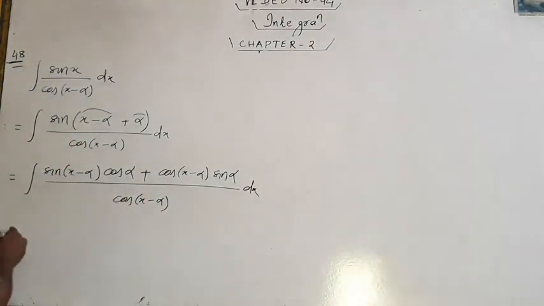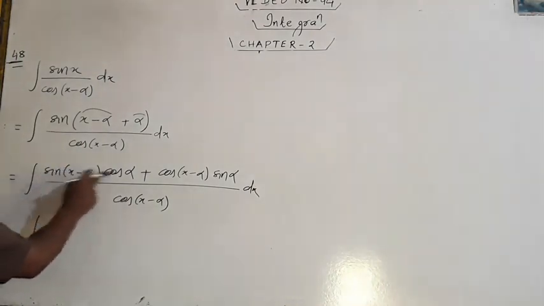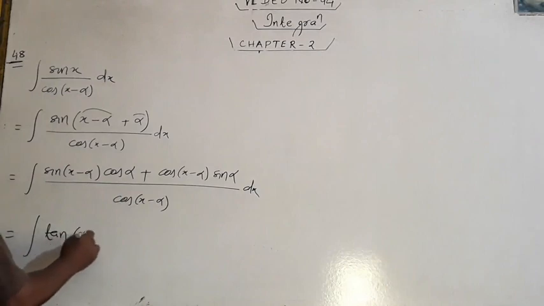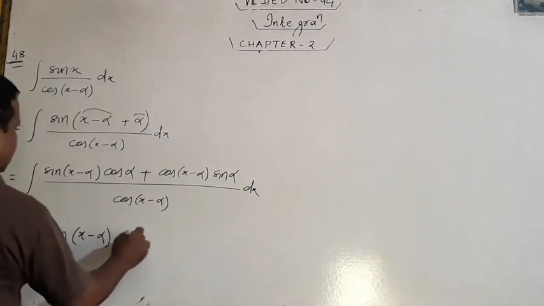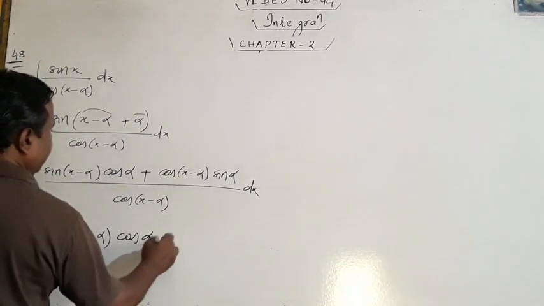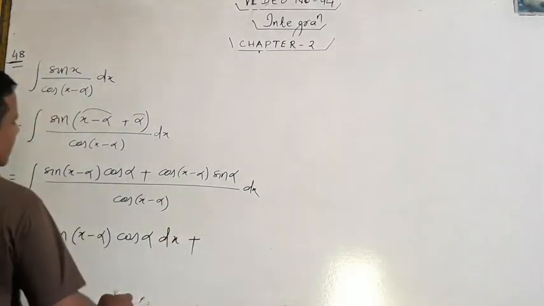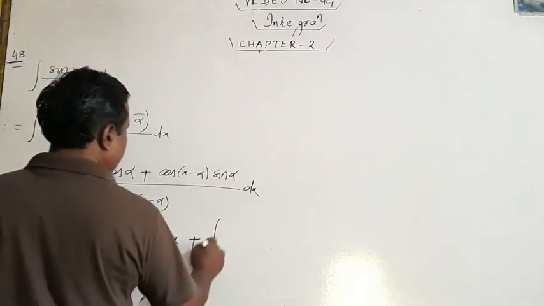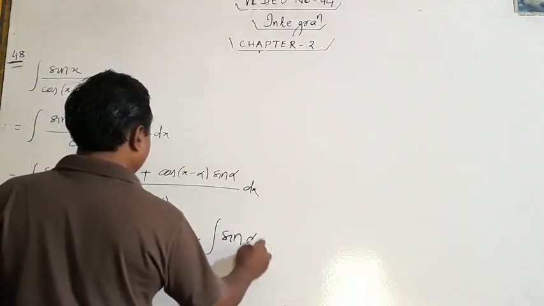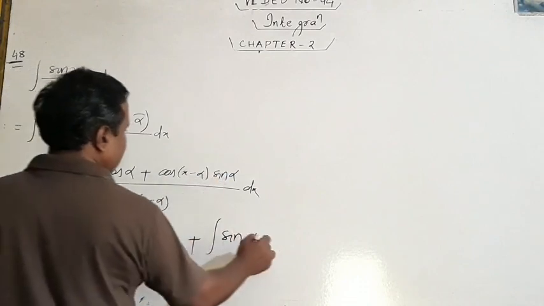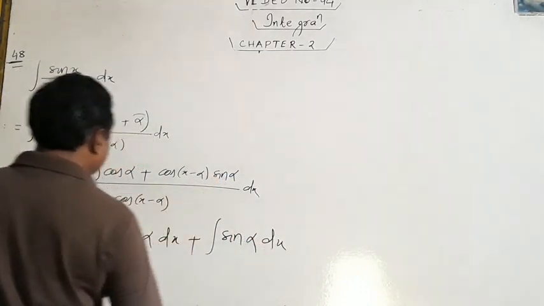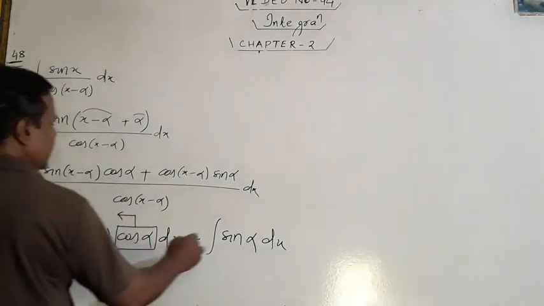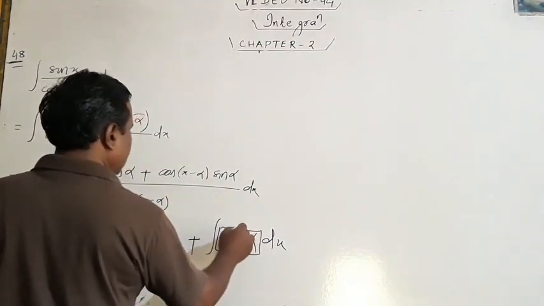Now its integration, what you have to write? Divide this part with this. It becomes tan x minus alpha cos alpha dx plus, when you divide this part with this, it becomes sin alpha. This cancel, sin alpha dx. Now which one is constant? This is constant. It will go outside. This is constant. This will go outside.